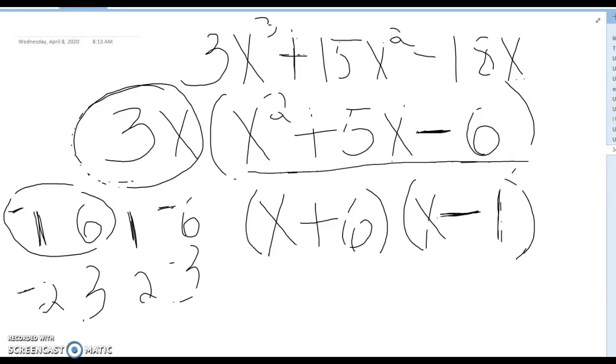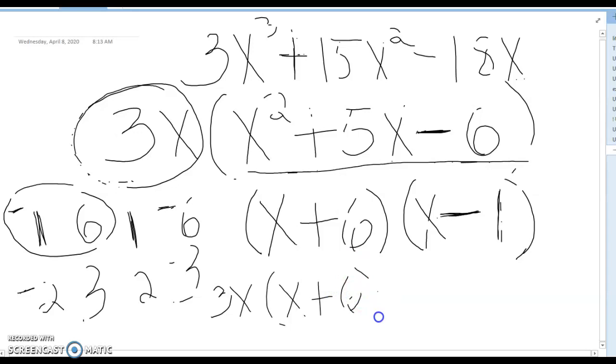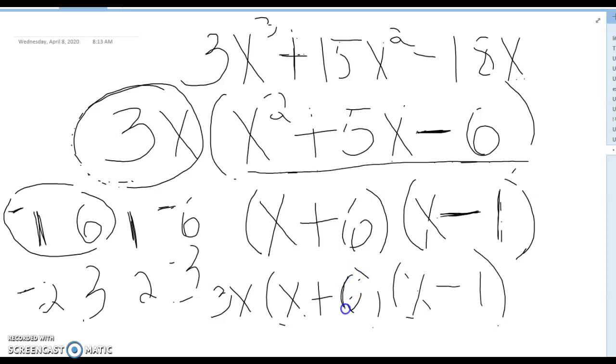Keep in mind, my answer is going to be 3x times the quantity x plus 6, times the quantity x minus 1. That's my entire answer right here. I'm sorry that it's not really showing up. It's hard to write with this stylus sometimes.